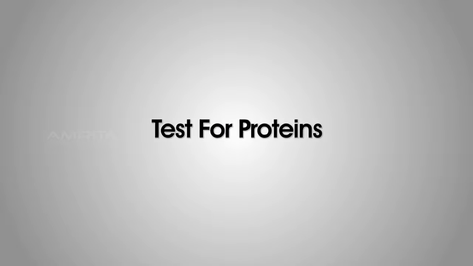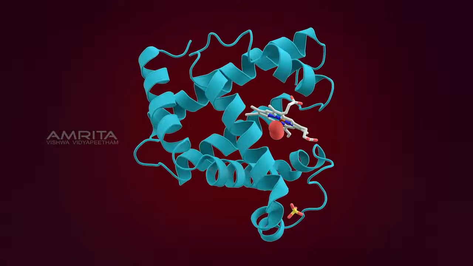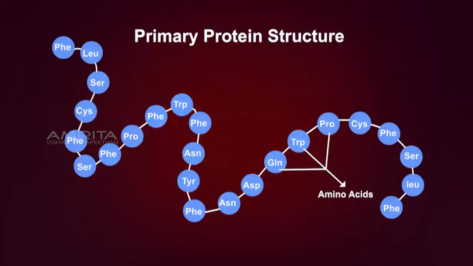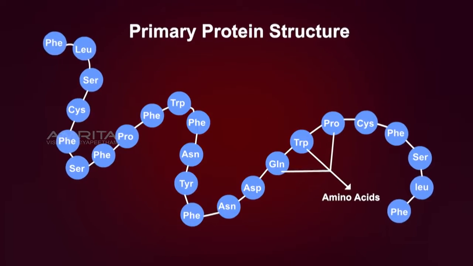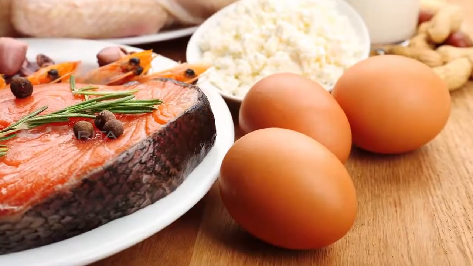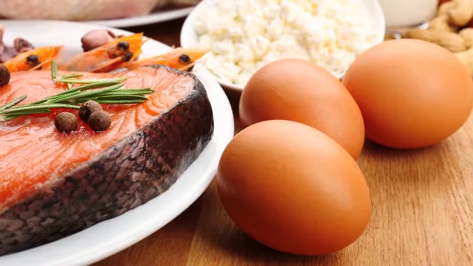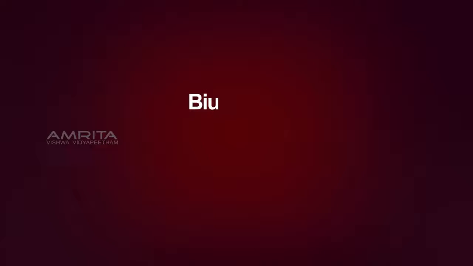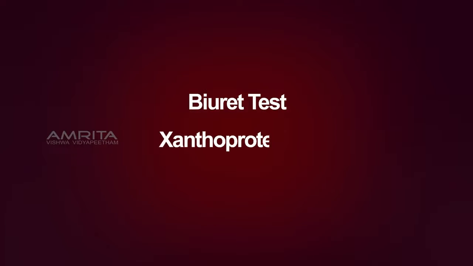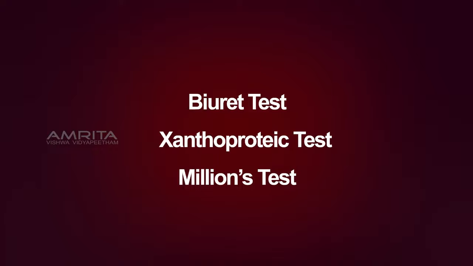Test for proteins. Proteins are large biological molecules made up of a large number of amino acid units. The tests that are used to check for the presence of proteins in food substances are Biuret Test, Xanthoproteic Test and Millon's Test.